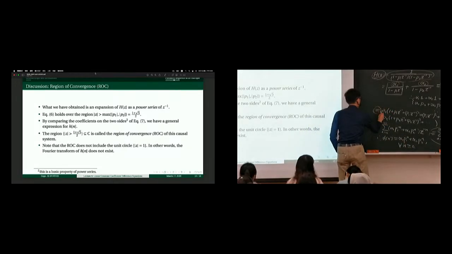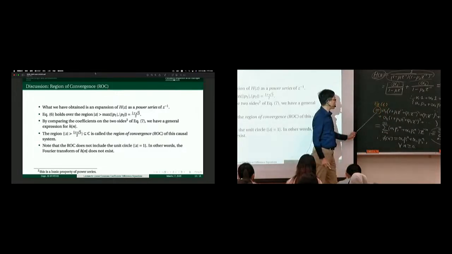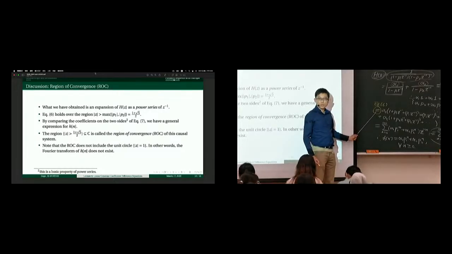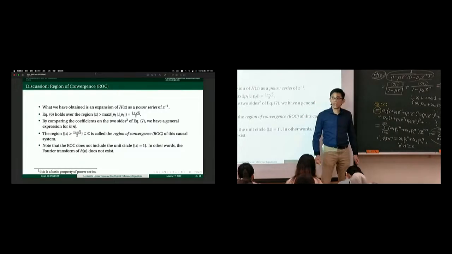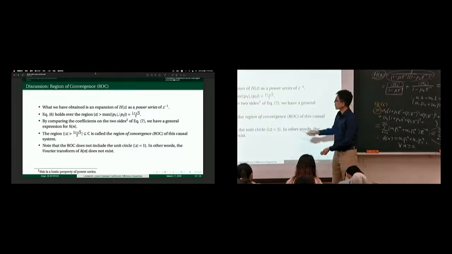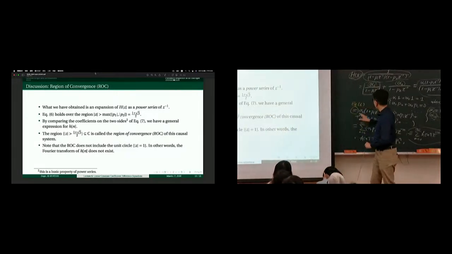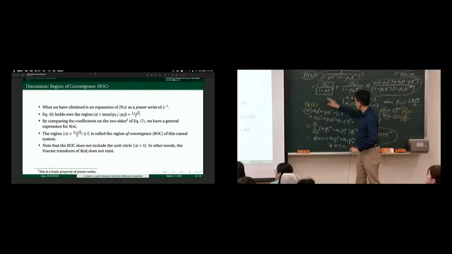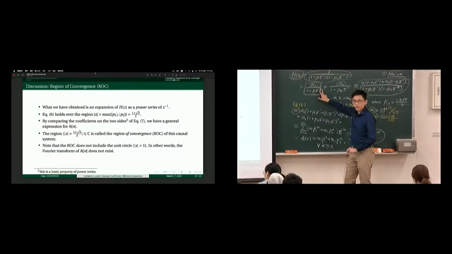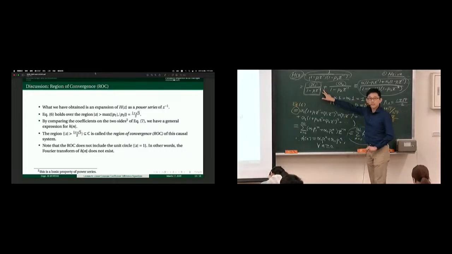So that's equation number 6 on the slide. For this equality to hold, z needs to be outside both circles. So that is to say, z must be outside the larger circle. That's the region of convergence for this equality, for us to go back and forth between here and there. Is that clear?